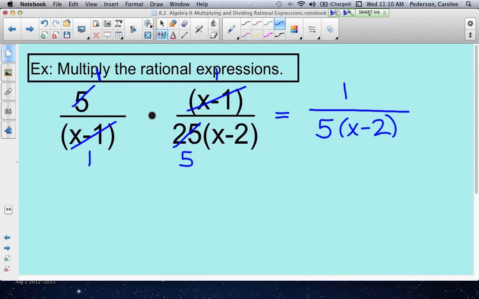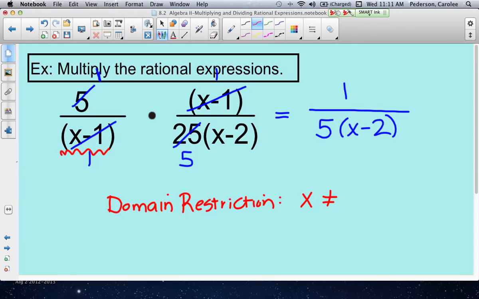I do want to introduce the concept of a domain restriction. On tests, we're going to call it the DR. A domain restriction is what can't x be? What would make it undefined? So we're going to ask you to identify these. So let's look at this first denominator, x minus 1. If I substitute a 1 in for x, that would make that a 0, which then would make the entire fraction undefined. So the domain restriction first is x cannot be 1.